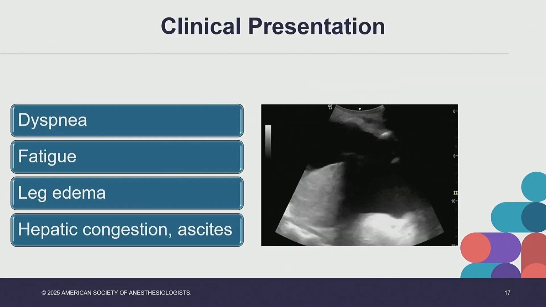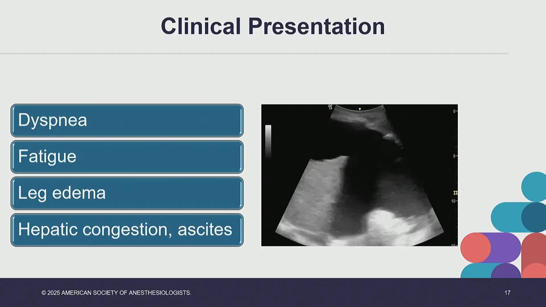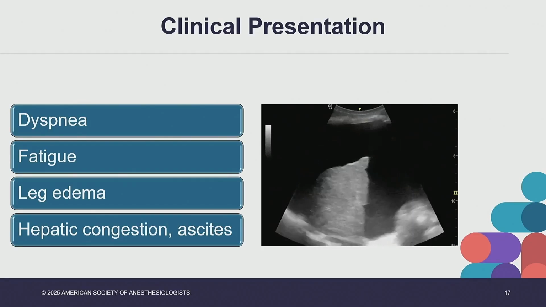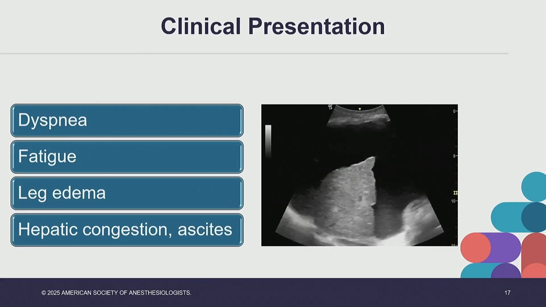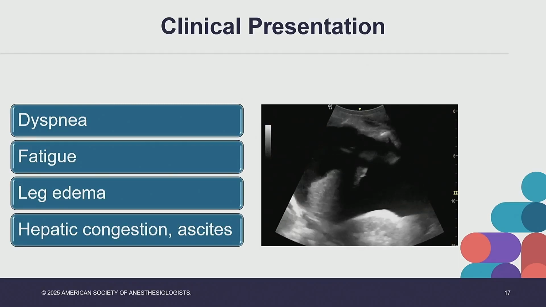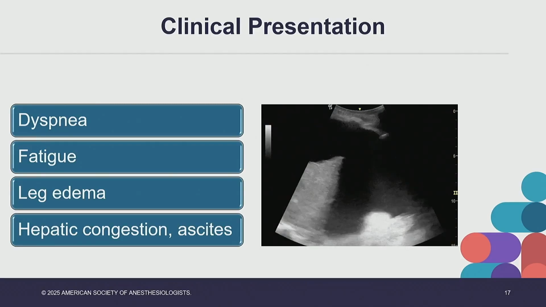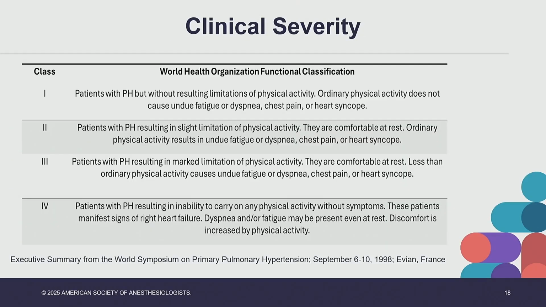The clinical presentation of patients with pulmonary arterial hypertension is unfortunately not very specific. Symptoms such as shortness of breath, fatigue, body edema, and ascites can be caused by multiple different pathologies. That's why clinical suspicion is essential. Clinical severity of pulmonary hypertension is based on the WHO classification system, and we'll come back to this classification system because it's quite important for us to understand what therapies these patients need to be placed on.